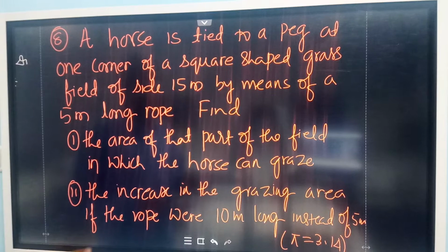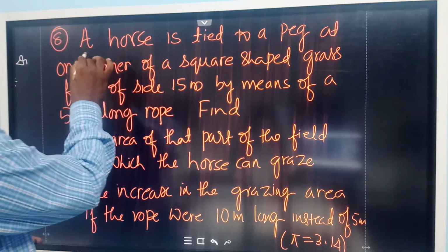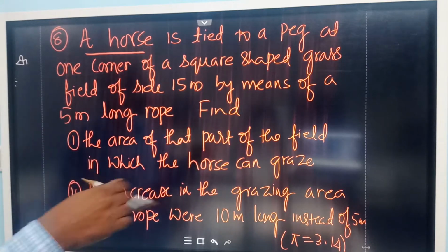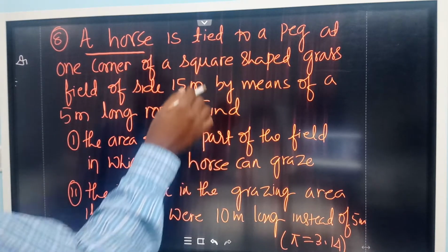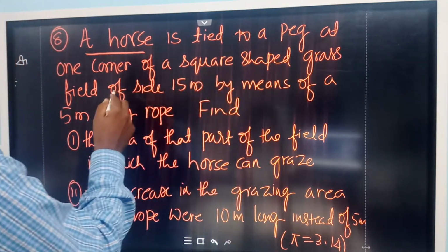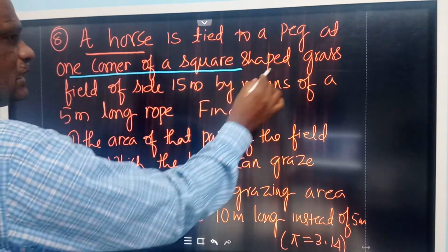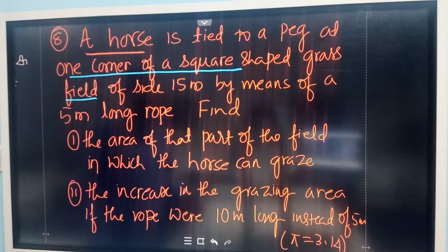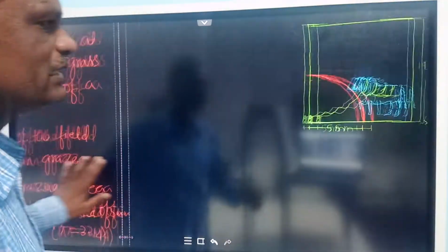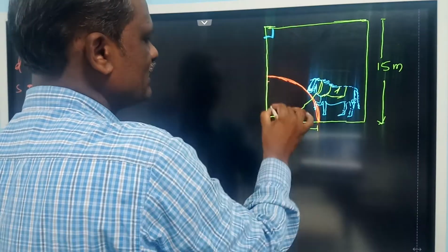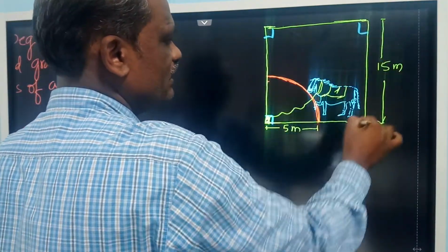Look at this question now. A horse is tied to a peg. Peg means where you can tie the horse. A small pole will be there that you can tie it to. It is at one corner of the square shaped grass field. The shape of the field is square. Look at this diagram. Here is a square field. All these angles are 90 degree. This is 90 degree. This is 90 degree.